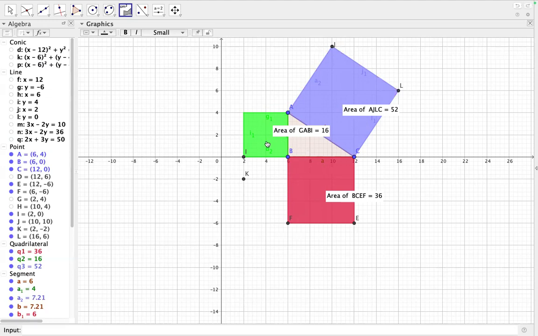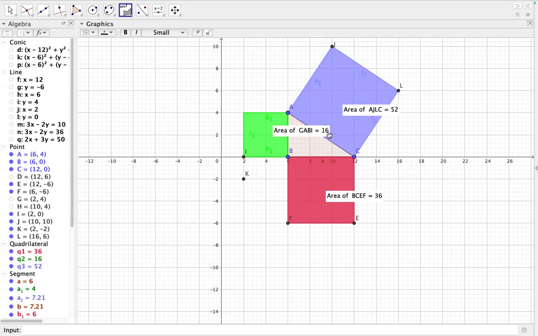This length squared is the area of this square here. This length here squared is the area of this square here. And then the length of the hypotenuse squared is the area of the square that is formed here. So when I add these two areas, it's equal to the area here. And this is a visual representation of the Pythagoras theorem.